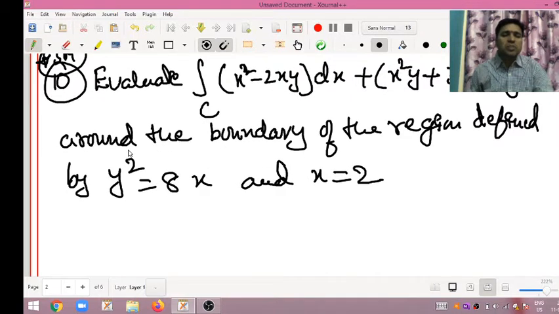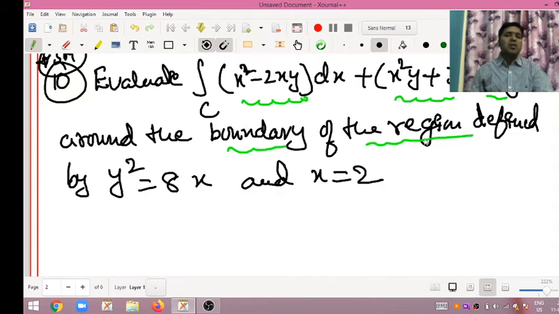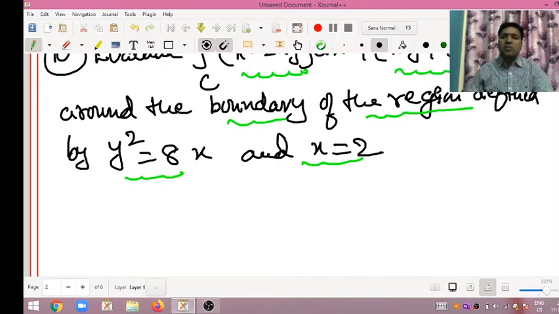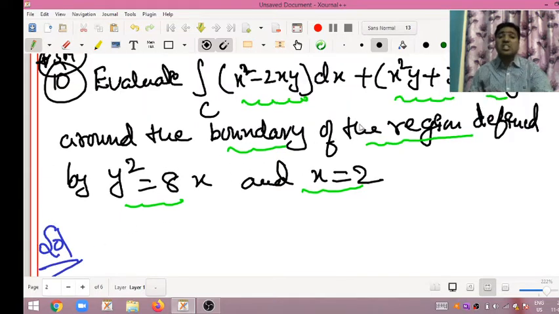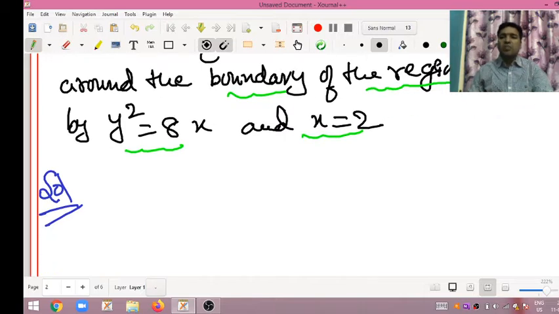Before going to the solution part, you must understand the question first of all. See, what is this question? We want to evaluate the integral over C of (x square minus 2xy) dx plus (x square y plus 3x) dy. So what is the given condition? Around the boundary of the region defined by y square is equal to 8x and x is equal to 2. See, before going to the solution part, we want to see which region we want to evaluate, that one we want to find.